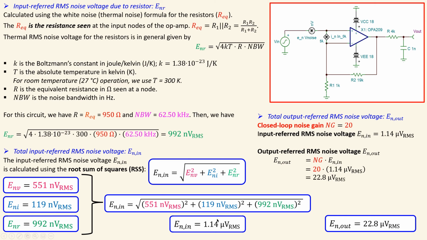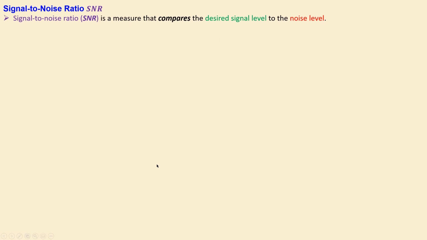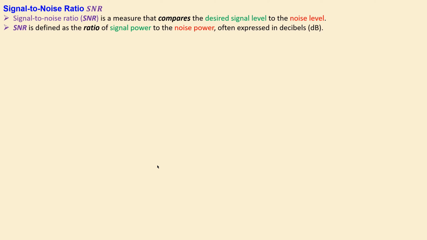Now, in addition, we also look at the signal to noise ratio, which is a very important parameter. Signal to noise ratio is a measure that compares the desired signal level to the noise level. In a more precise way, it is defined as the ratio of the signal power to the noise power, and it is often expressed in decibels, dBs for short. If you have a ratio higher than 1, it indicates you have more signal than noise. If you have a ratio between 1 and 0, that indicates you have less signal than noise, so you have more noise than signal.